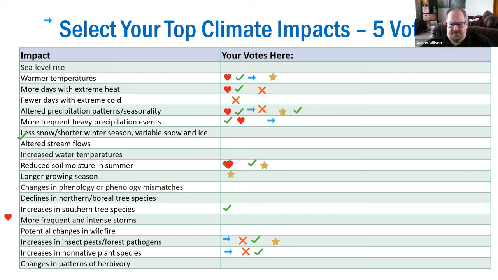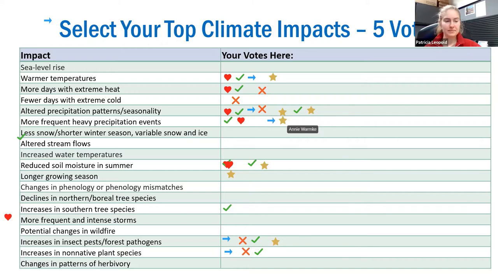Any last thoughts on this part of the exercise? I want to make sure to leave Kristen plenty of time. Kristen, about 30 minutes you'll need today, right? Yep, that sounds right. Okay, good.